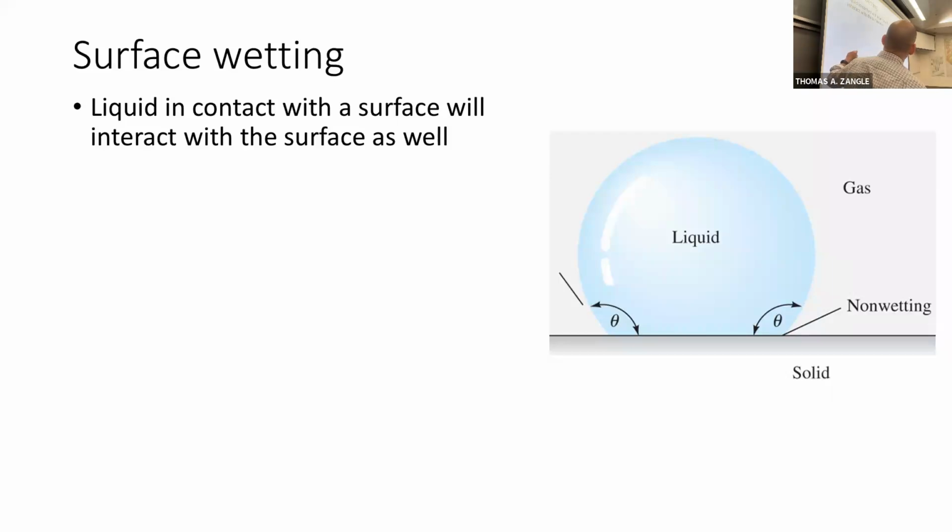Okay. So another interfacial phenomenon, or another property of the interfaces of fluids, is called surface wetting. Liquid in contact with a surface interacts with the surface as well. This gives rise to what we call the contact angle. If we have a droplet of a liquid in gas phase sitting on a solid phase, so we have 3 phases here, then there will be some angle at which the droplet contact line meets that solid, some angle theta.